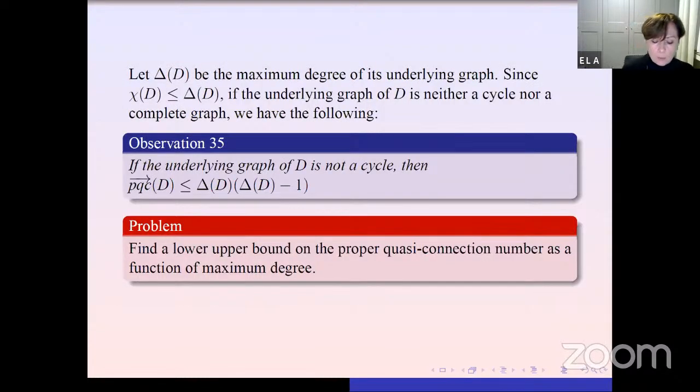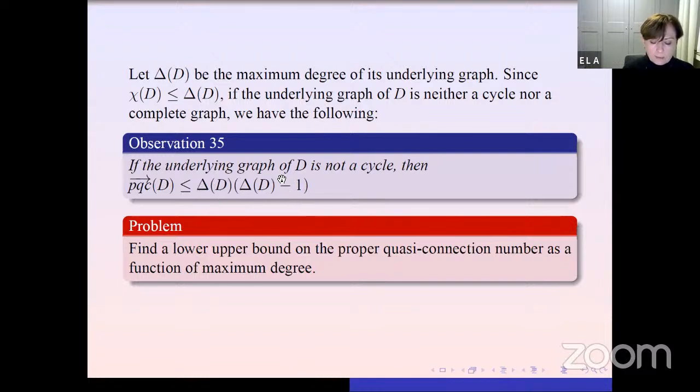Of course, we can also observe that the upper bound for the chromatic number is the maximum degree of the digraph, and again by the maximum degree of the digraph, I denote the maximum degree of its underlying graph. And we know that if the underlying graph is neither a cycle nor a complete graph, then the chromatic number is upper bounded by the maximum degree of the digraph. So we have the following upper bound.